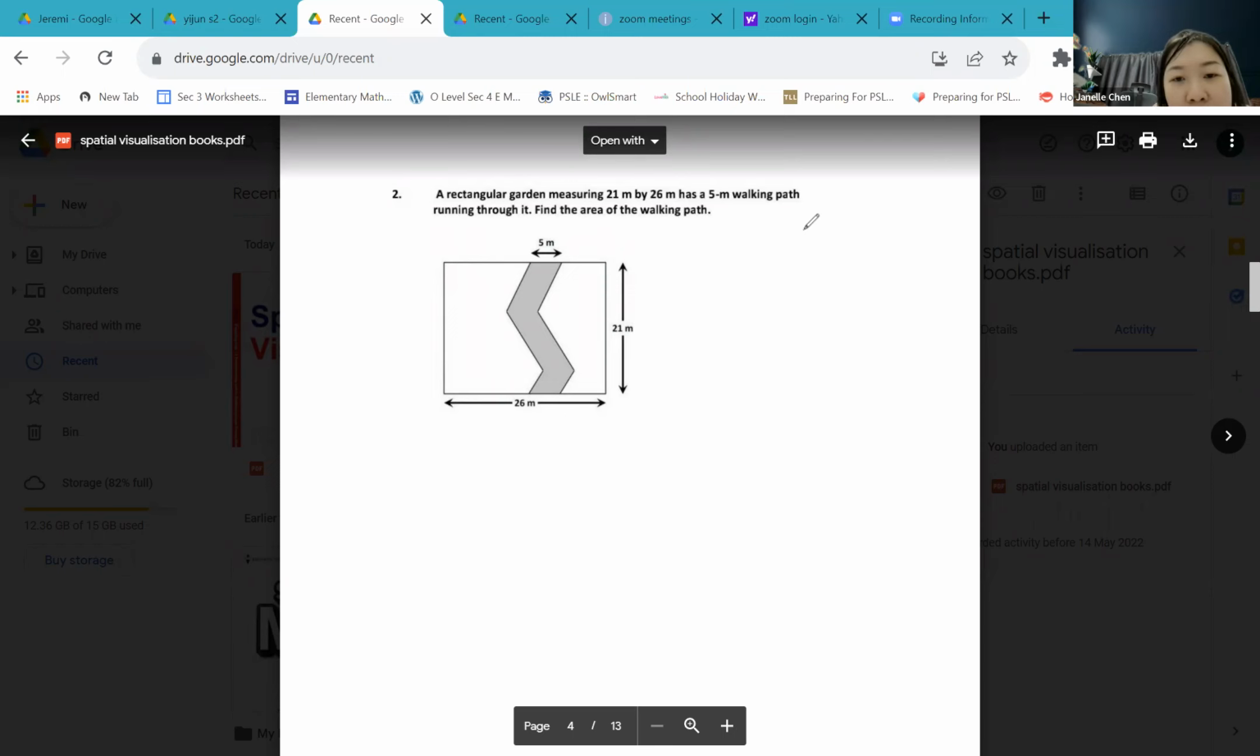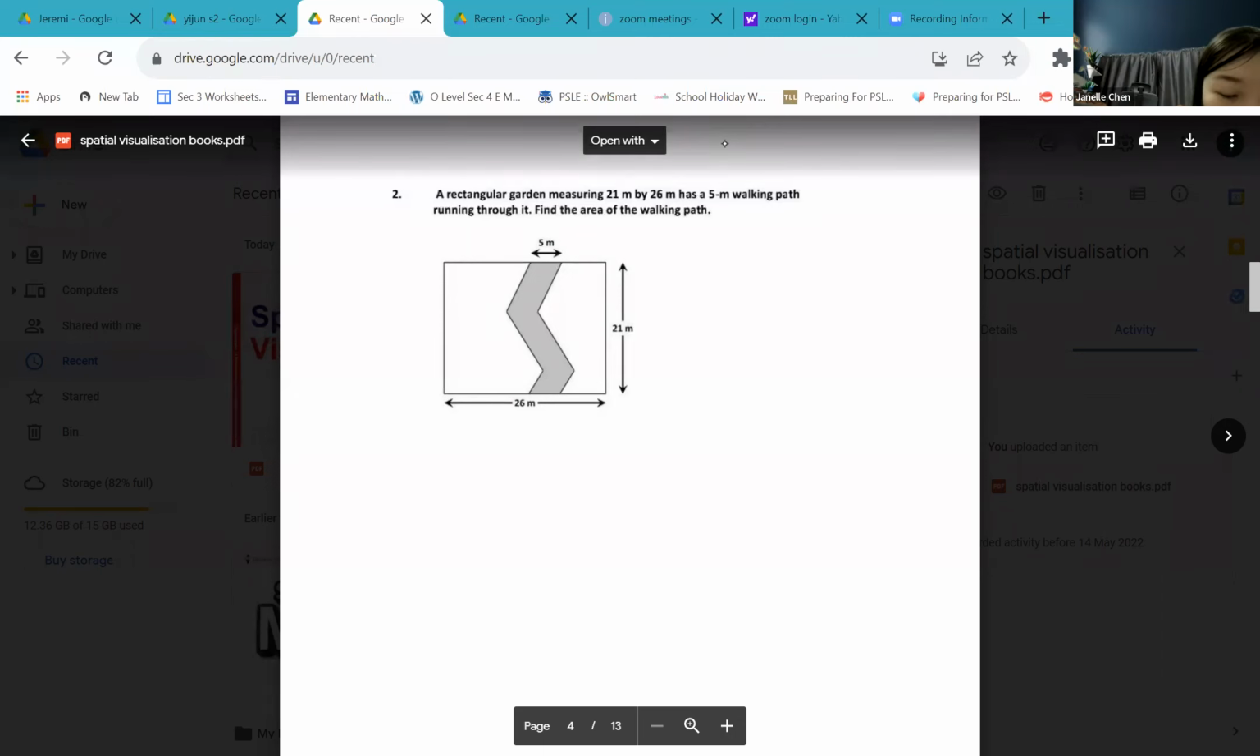Yeah. So for this question here, we have a rectangular garden measuring 21 meters by 26 meters. There's a 5 meter walking path running through it. Find the area of the walking path. So for this one, I will encourage you to try and visualize as well. Maybe take 1 minute or so to try and think.